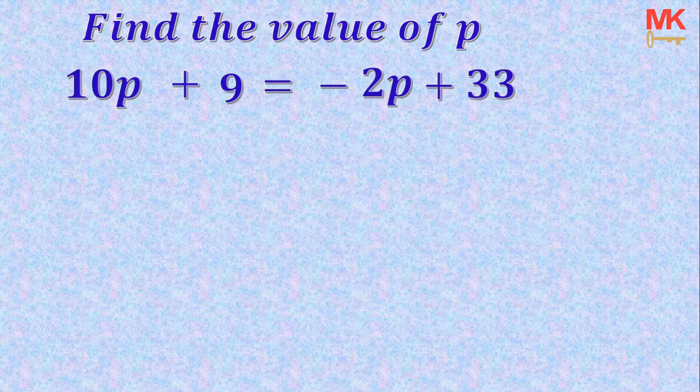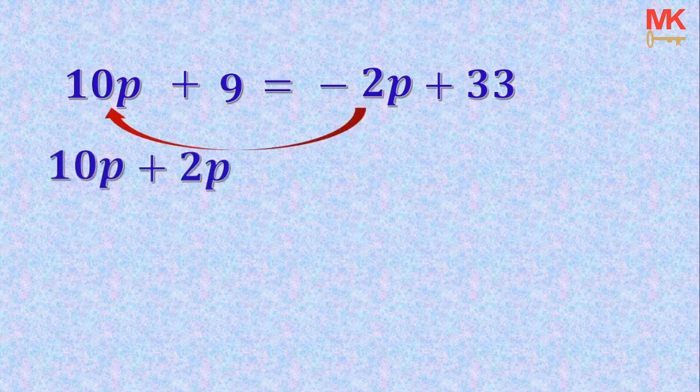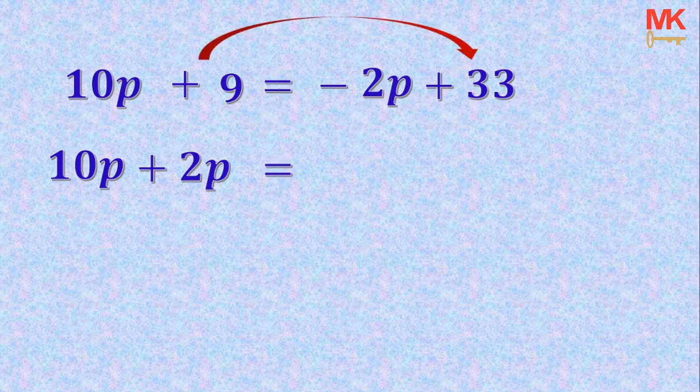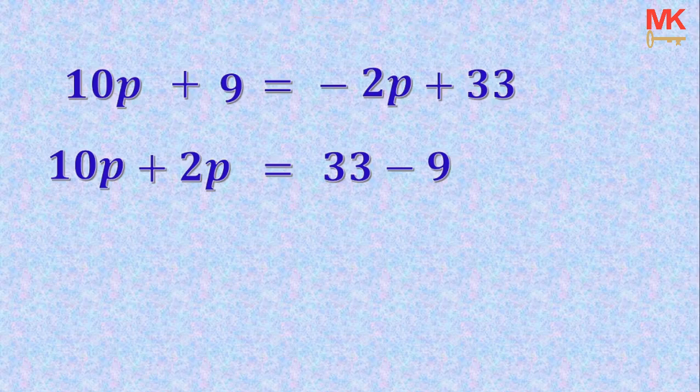Let us take this last example for today. If you look at this equation, you will see 10p and negative 2p are like terms, and positive 9 and positive 33 are also like terms. So we are going to collect our like terms here. So the negative 2p will cross over to meet the 10p. So we'll have 10p plus 2p at the left hand side. Take note that the operation has changed. And of course, at the right hand side, the positive 9 will go and meet the positive 33, so that we'll have 33 minus 9 at the right hand side. The operation of the 9 has also changed to a negative operation. Take note that we have neglected the positive operation in front of 33, and that's because it is irrelevant.